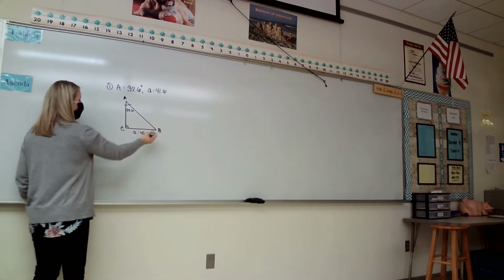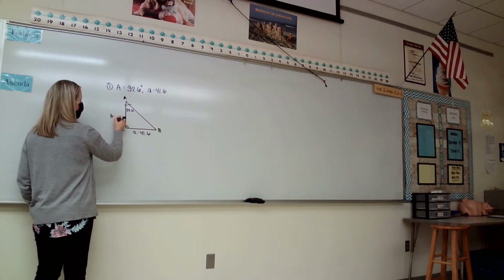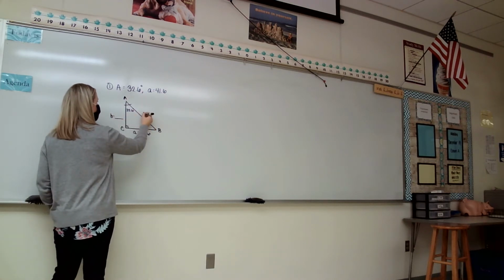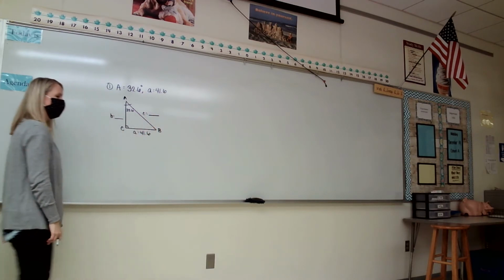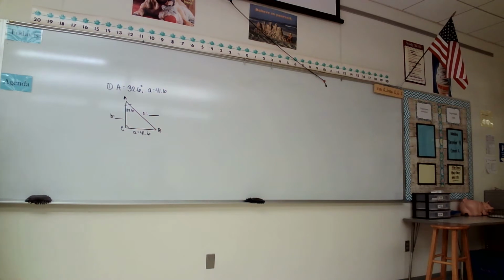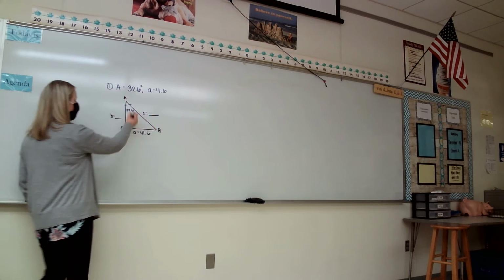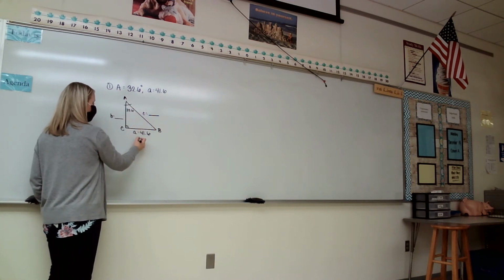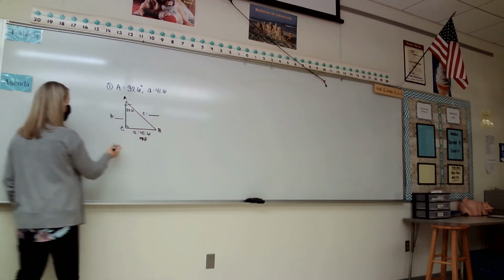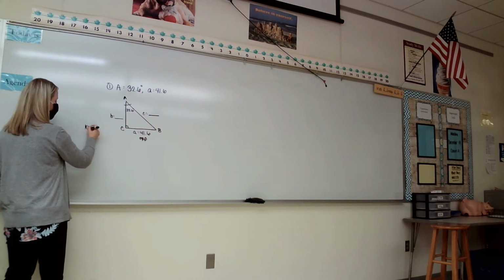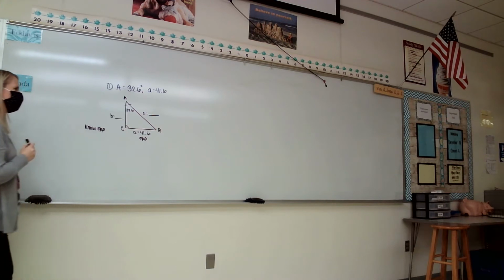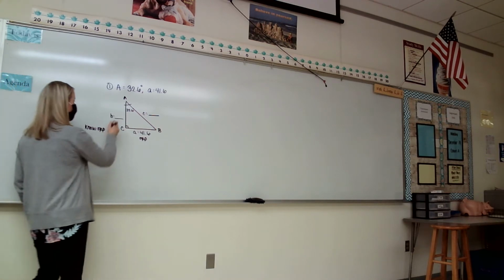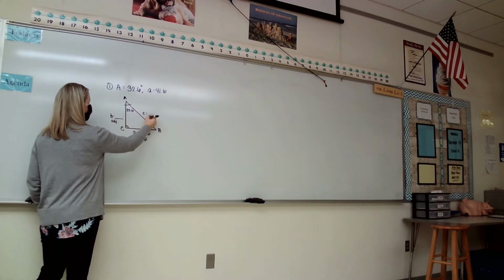As of right now, I don't know side B, so I'm going to have to find that. I don't know side C, so I'm going to have to find that. And then I also need that angle. I'll find that last, because that's a quick one. So let's focus on our sides. Looking at this angle, I know opposite. I'm just going to label it somewhere. I need adjacent, and I need hypotenuse.